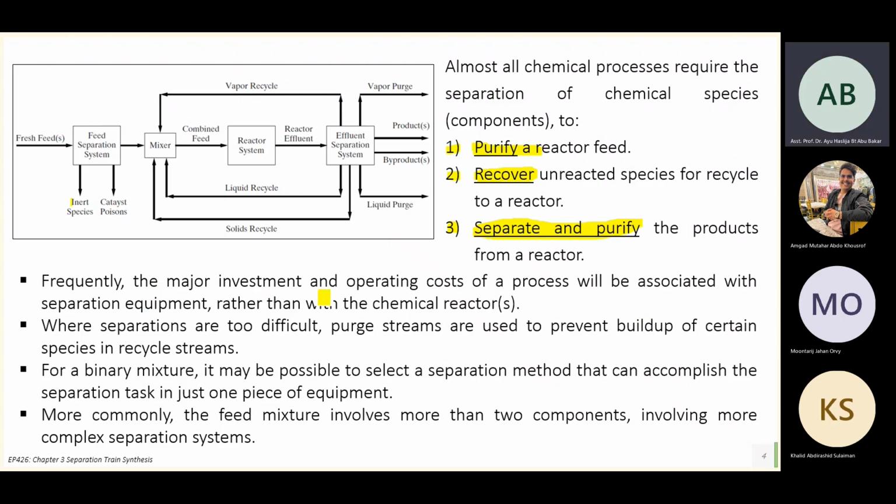Okay, so here it mentioned that major investment and operating costs of a process usually will come from the separation equipment rather than the chemical reactors. Because let's say you have only one reactor, but your effluent product has mixtures of components, which you have to separate in a few unit ops. So each unit op will cost differently. Each will have their own parameters, and perhaps their own utilities required.